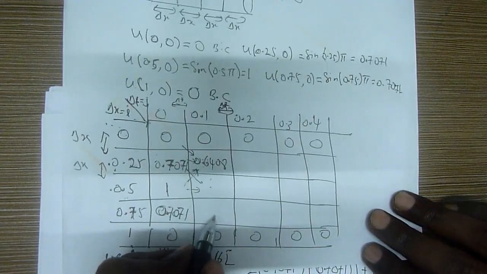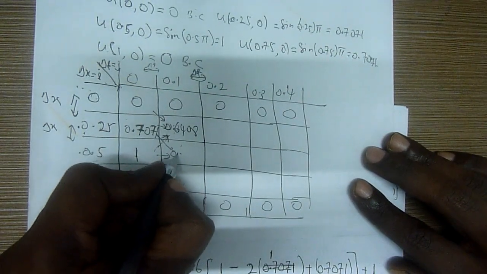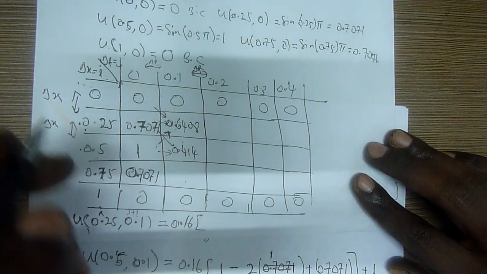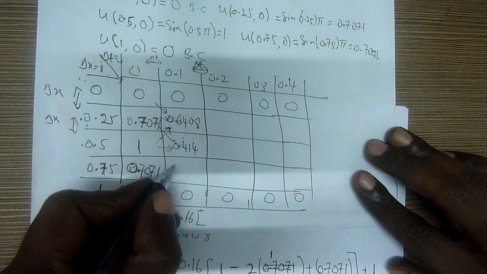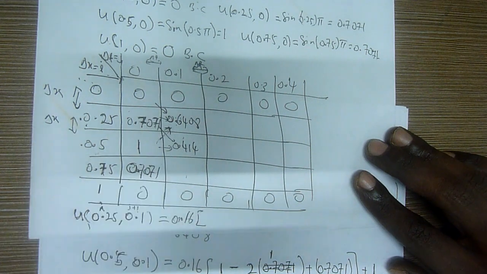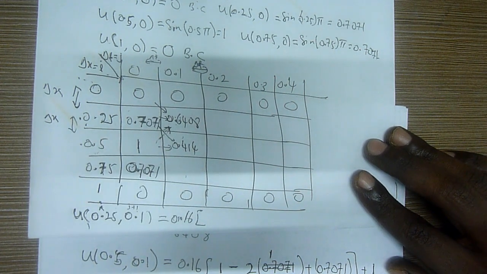What about this? How to calculate this? This one is 0.414. What about this? You need to pull from here, here. Can you do that? Try and see. This is how you should calculate the whole thing.